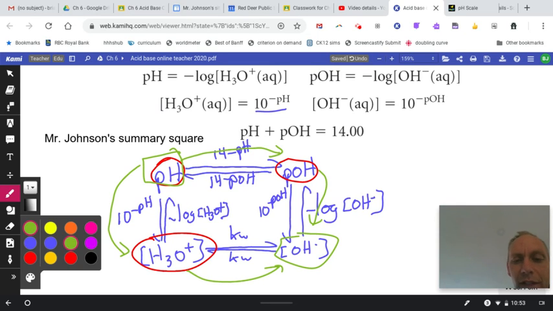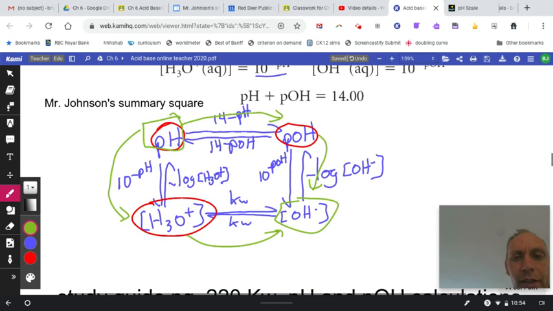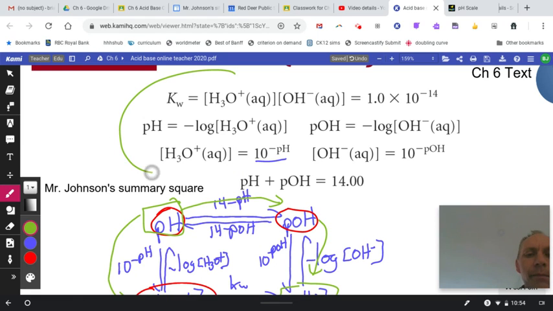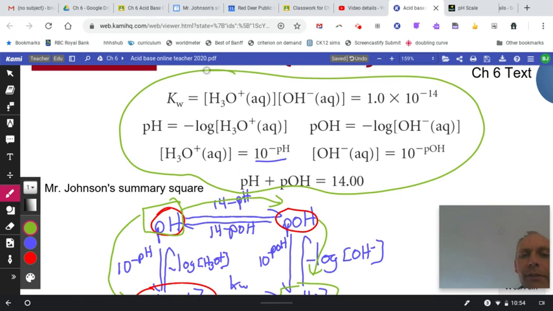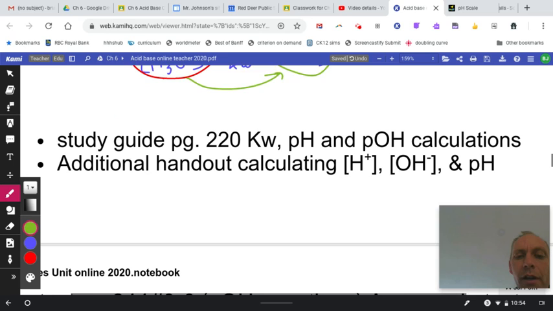So you can travel in either direction around the square, doesn't matter, and it's just a useful way to keep track of all of your conversions. So if you find that useful, you can write that out on a sheet of paper and keep it nearby, and then you can use it for all of your calculations, or you can remember all of these. Your choice. Okay, we're done.